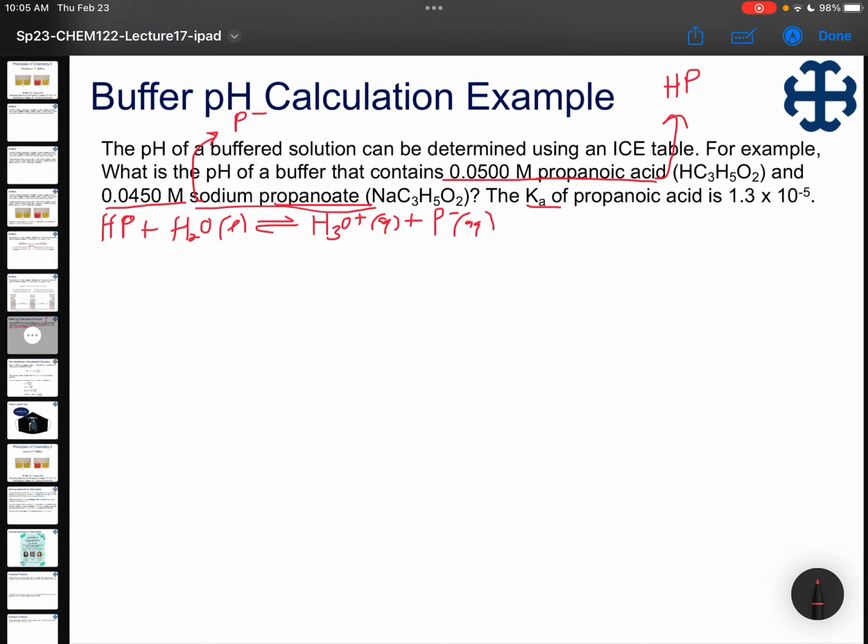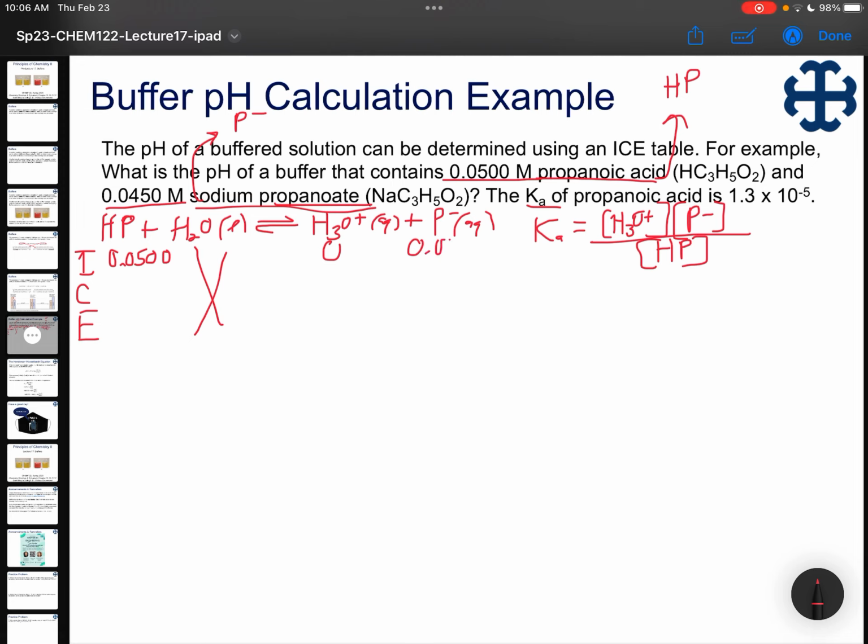Okay, and we could write a Ka expression for this. So Ka is going to be equal to the concentration of H3O+ times our concentration of P-, and that will be over our concentration of HP, right? So that's how we typically start. And from there, we could, of course, build our ICE chart. We know water is a pure liquid, so we don't need to include that. And we are told our initial concentration of both our HP and our P-. So I am going to fill those in right now.